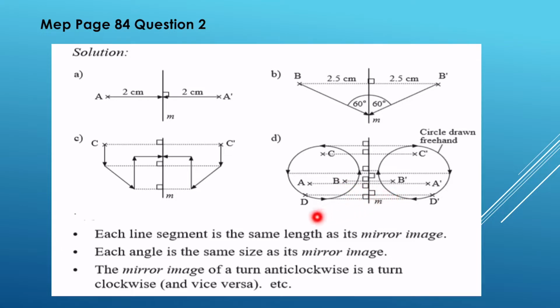B and B prime, same distance. D and D prime, same distance. After drawing the points, you can get these 4 points that are on the arc and draw them here, and then just join the circle. The circle can be drawn freehand.